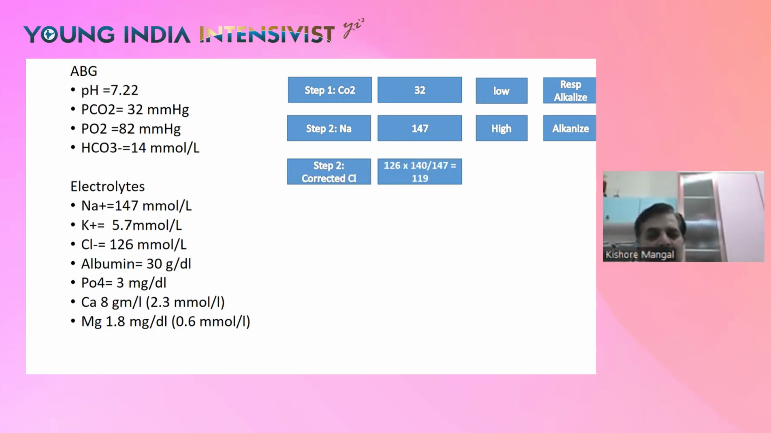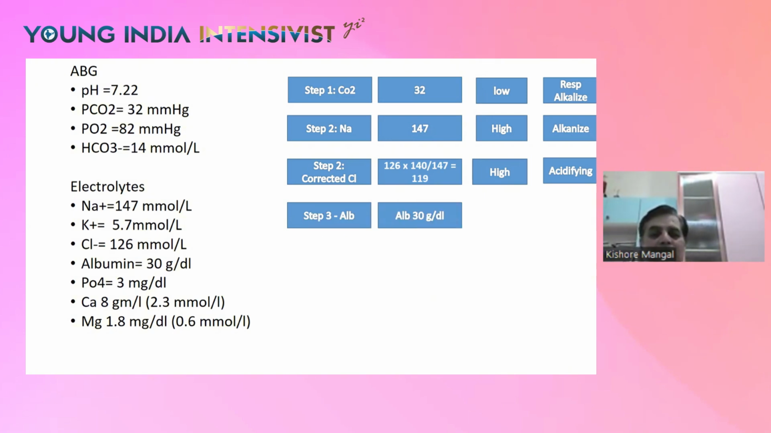Correct. Next step is chloride. Chloride 126 is the chloride in this patient, very high. And the corrected chloride, because sodium was also on the higher side, so correction has reduced it a little bit to 119. Corrected chloride becomes 119. 119 is also very high. It has increased from 100 to 119. So the change is very, very significant. So this is strongly acidifying.